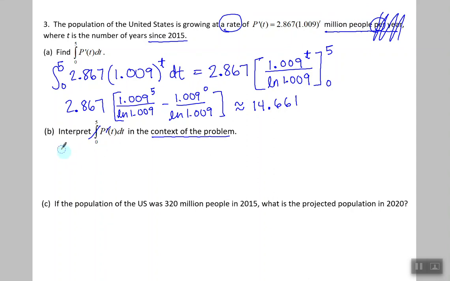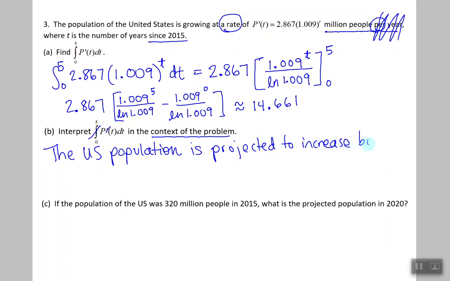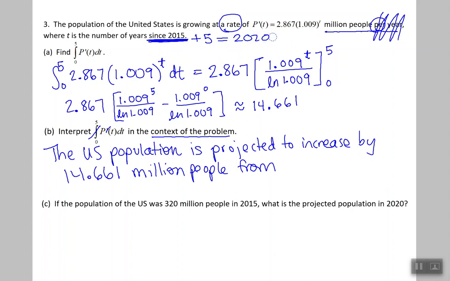So we can interpret the meaning of this is how the United States population is changing, or because this is kind of future years. It is 2020 now, but this information is basically the projected growth. So the US population, we can say, is increasing by or is projected to increase by 14.661 million people from, and now we look at our intervals 0 to 5. This is the year since 2015, so 5 years past 2015 is 2020. So from 2015 to 2020.